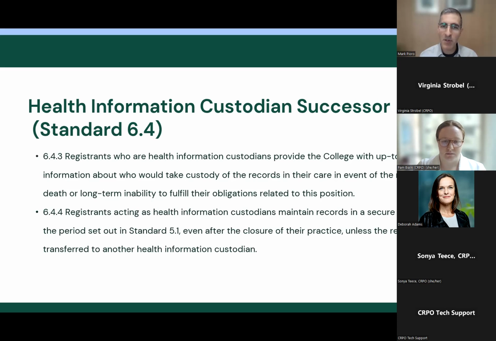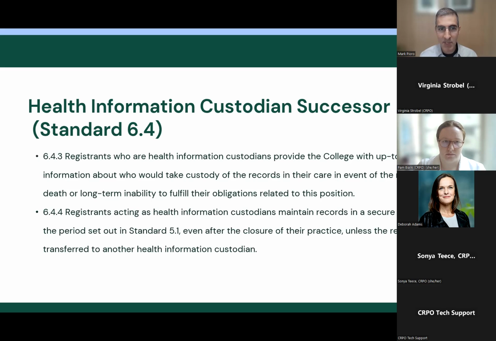Most RPs, however, do have custody of health records in one way or another, and they need to have a plan for what happens to their clients, their practice, and their health records if or when the registrant is unable to practice. Standard 6.4.3 now states, registrants who are health information custodians provide the college with up-to-date information about who would take custody of the records in their care in the event of the registrant's death or long-term inability to fulfill their obligations related to this position.